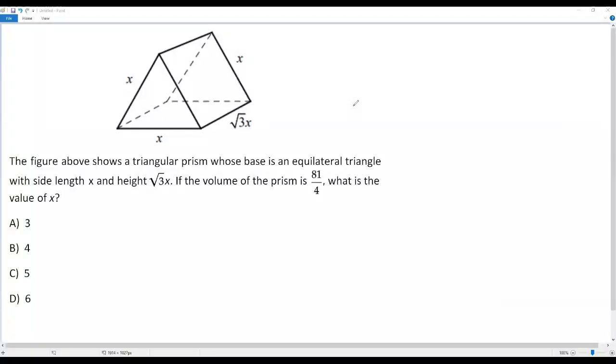Here we have a SAT math question. Okay, let's go to the question. The figure above shows a triangular prism whose base is an equilateral triangle with side length x and height square root of 3 times x. If the volume of the prism is 81 over 4, what is the value of x?